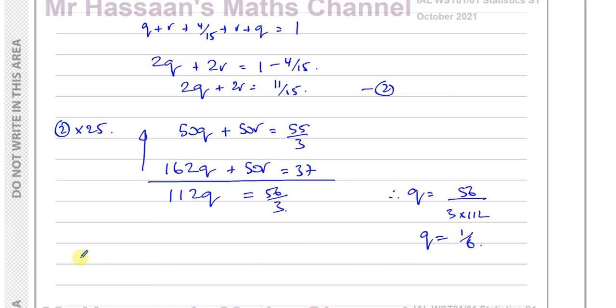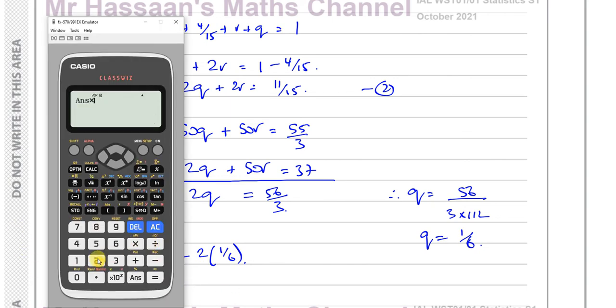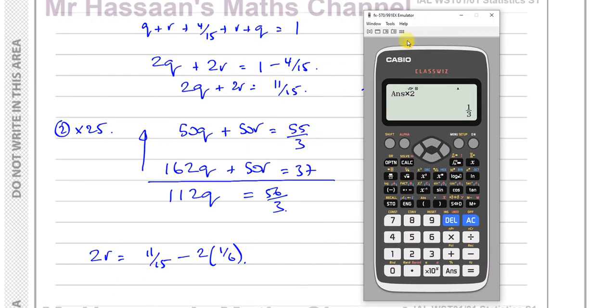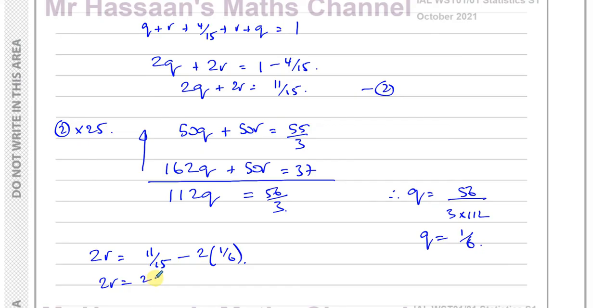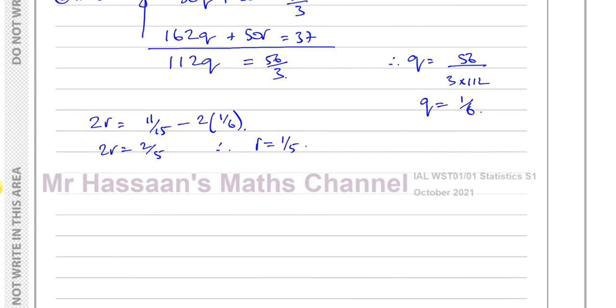Okay, so we found what q is. Now we've got to find what r is. So let's use this equation here. We could say that 2r equals 11 over 15 minus 2 times q, which is 1/6. So we take this, multiply it by 2, and we do 11 over 15 minus the answer. That gives us 2/5. So 2r is equal to 2 over 5. Therefore, r is equal to 1/5. So we have now found the value of q and the value of r. q is 1/6 and r is 1/5.